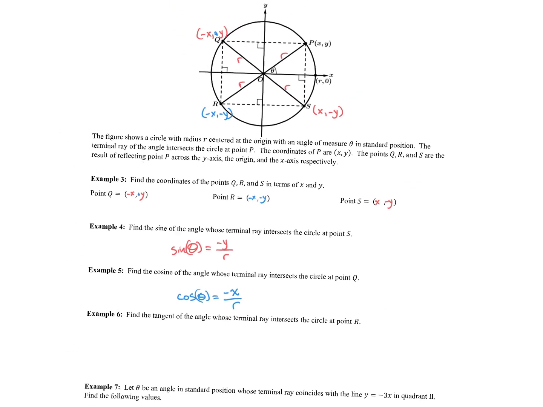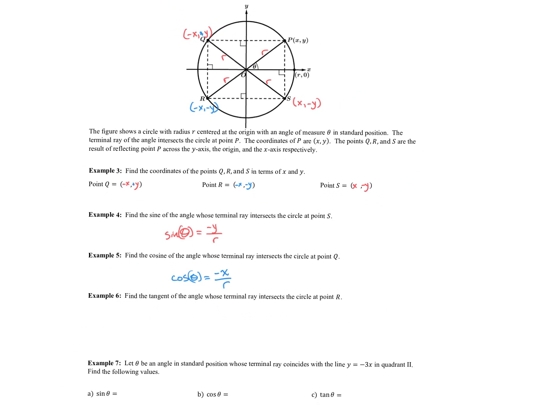All right, let's go to example 6 now. On example 6, it says find the tangent at r. And so tangent is what? Opposite over the adjacent. So what's the opposite? Negative y. What's my adjacent? Negative x. So now I have negative y over negative x. And so what happens when we have a negative negative? It's positive. So now we have y over x.